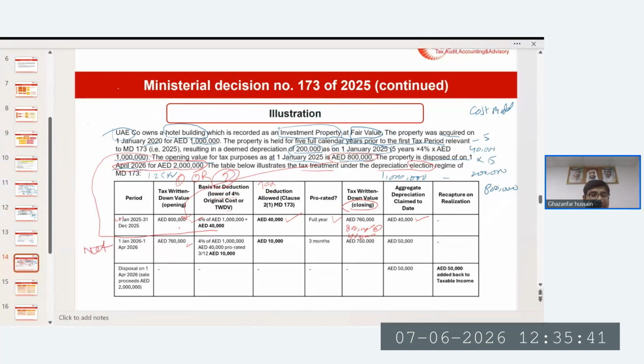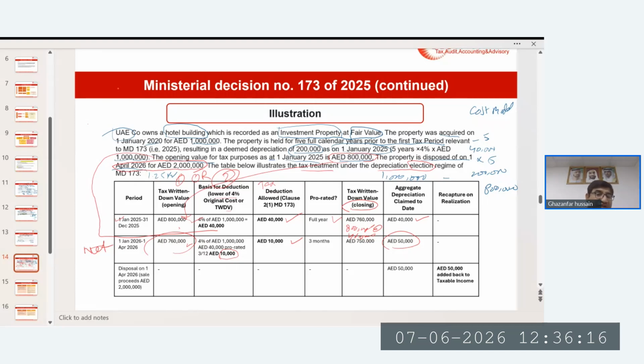So this is the opening of. Then again the same formula, 4% of 1,040,000 on a pro rata basis. The pro rata basis because this period is not full, only 3 months, 1 quarter. So that depreciation is 10,000. Prorated. Yes, we can see this is only for 3 months. So now the depreciation tax return on value is 750. Why? Because 10,000 depreciation. Aggregate value claimed 50,000.